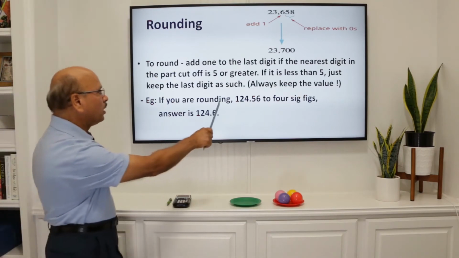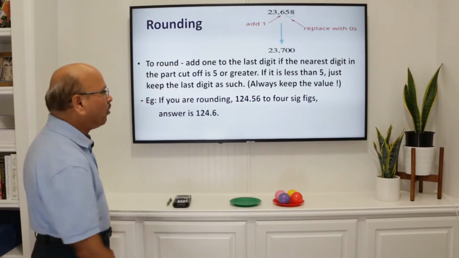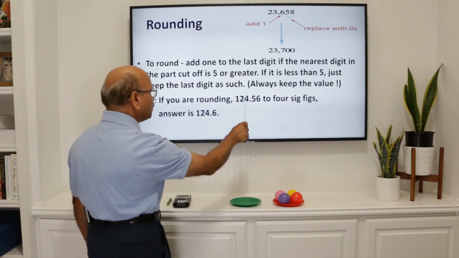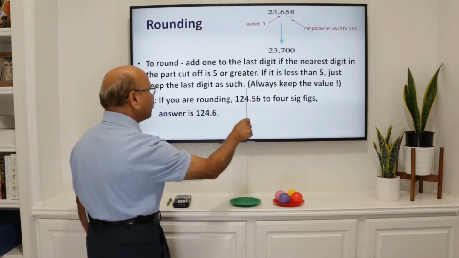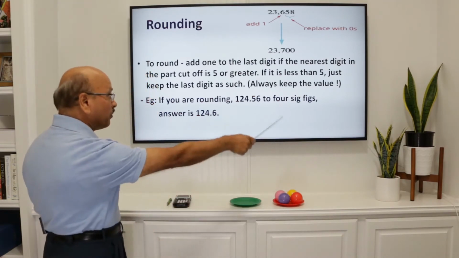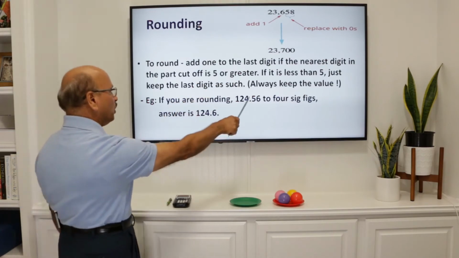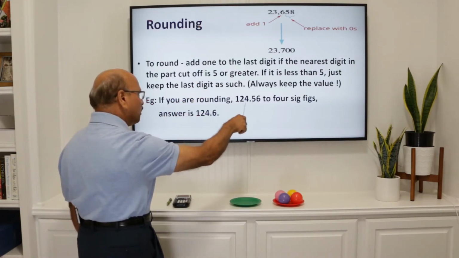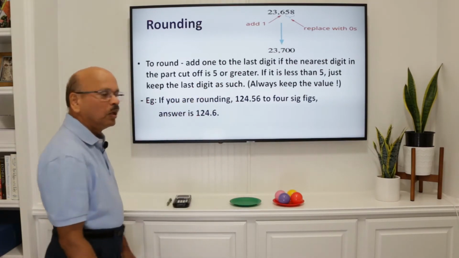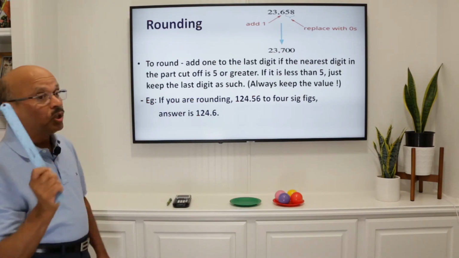So if you're rounding 124.56 to 4 significant figures, you count from left 1, 2, 3, 4. So you have to cut at 5. So the number which goes out is 6. So the digit which is cut off is 5 or more. You have to add 1. So the 0.5 becomes 0.6. So the answer is going to be 124.6. This is the idea. But one more thing you have to be careful about.